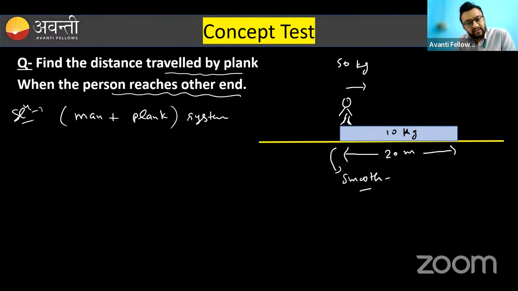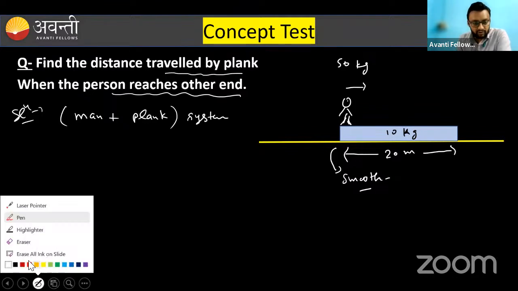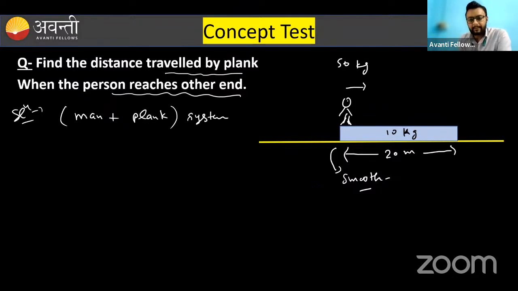So the center of mass will remain constant or will remain at rest in the x direction. So now let's draw something. This plank will move backward. I will draw like that. This is the surface.